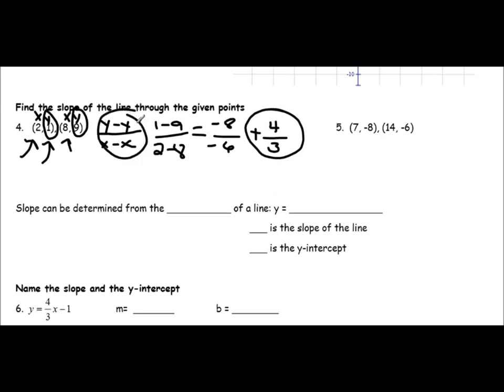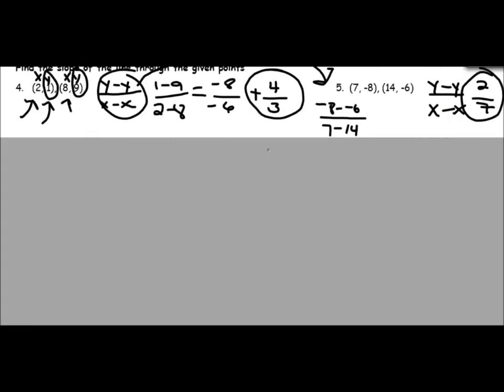All right, using the slope formula, I'd like you to pause the video and try number 5. When you unpause the video, make sure you get the same answer that I do. Okay, and your final answer for that slope should be 2/7. If you didn't get that, here's what I did.